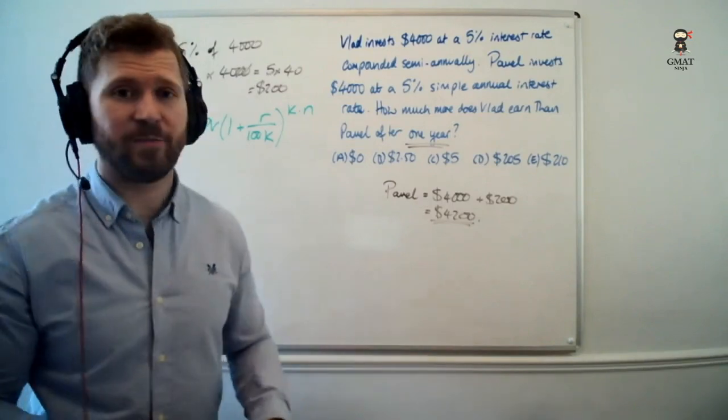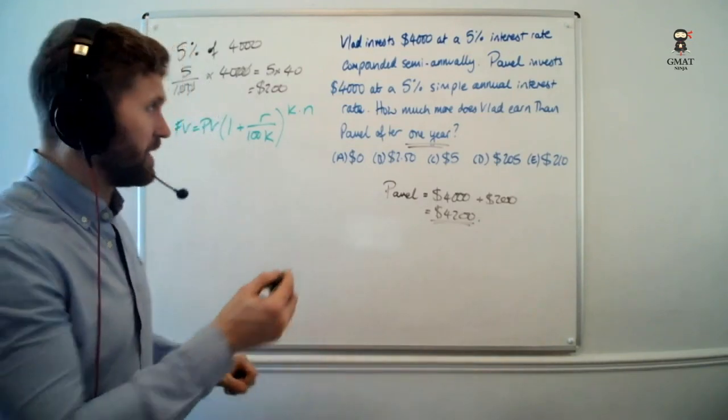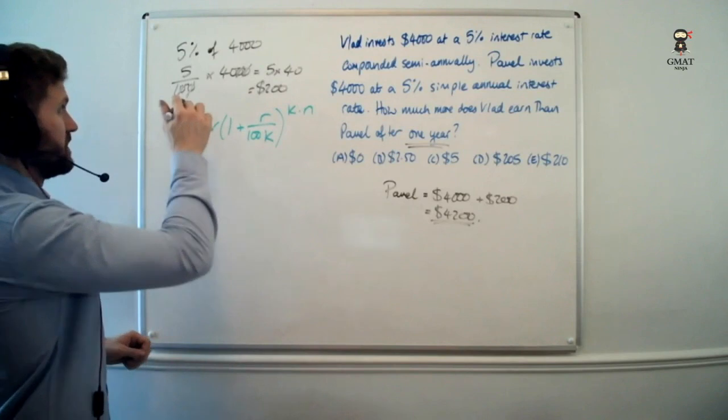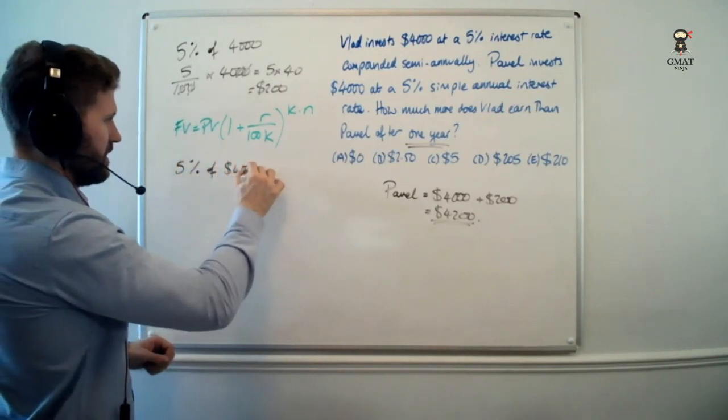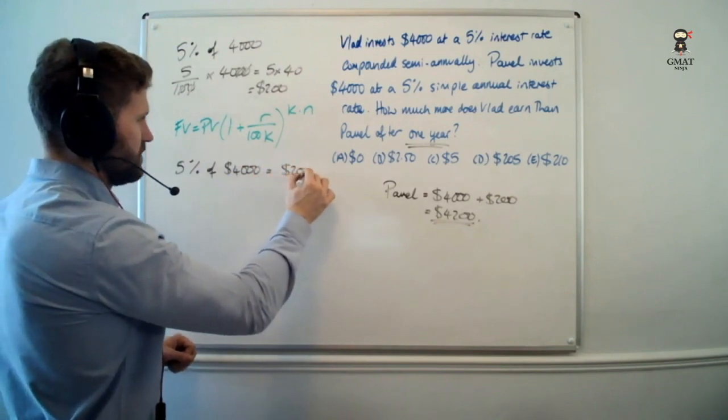And so the way that we can work with this one is that I can say we're dealing with 4,000 at a 5% interest rate here. So I could say that, as we've seen up above, 5% of 4,000 is $200.